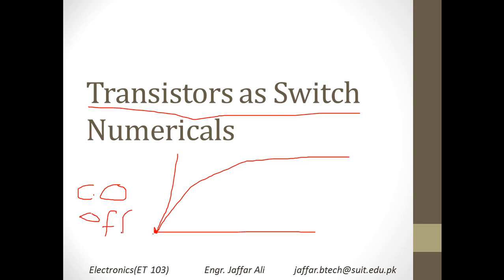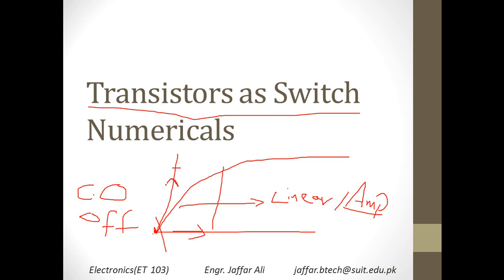Then there was another region, known as the linear region, where you increase the current and the voltage, and the output current increases. This region was your linear region, or you can say active region, where you can amplify the output of a transistor. So in this area, the transistor will be termed as the amplifier. You can amplify in this region. While increasing the x-axis, you can increase the y-axis as well, or the amplitude.